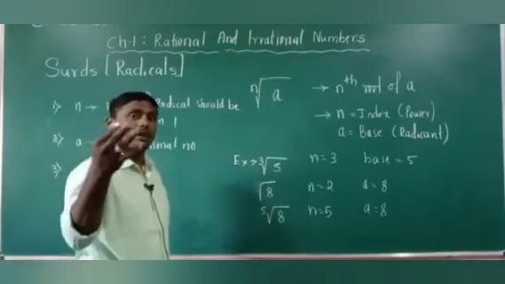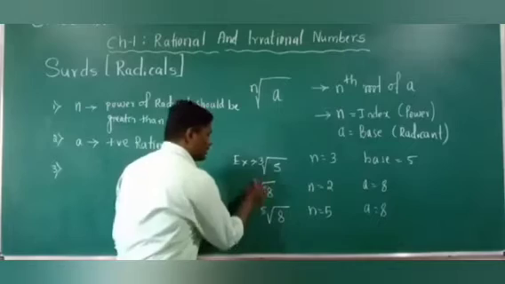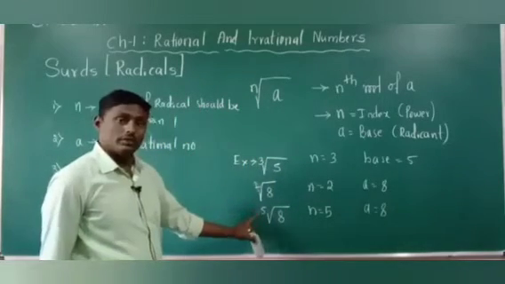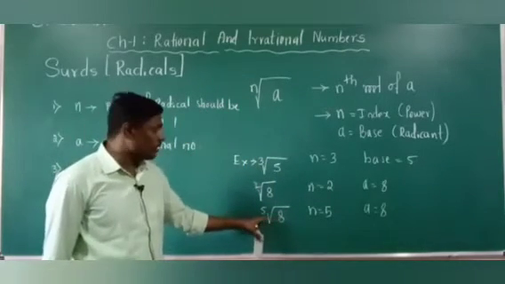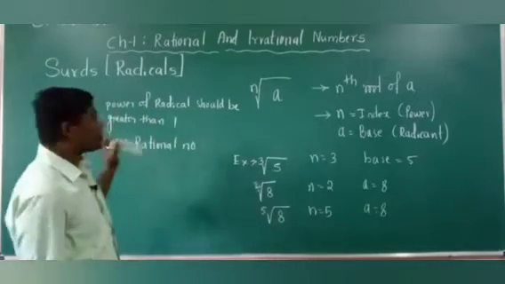Square means multiplying the same number 2 times, so for the square root, the power is 2. Next one, fifth root of 8. What is the power of the radical here? 5. So 5 is greater than 1 and 8 is a positive rational number.